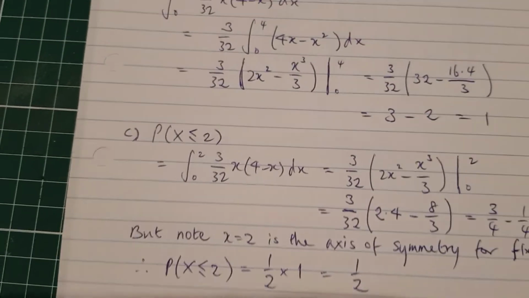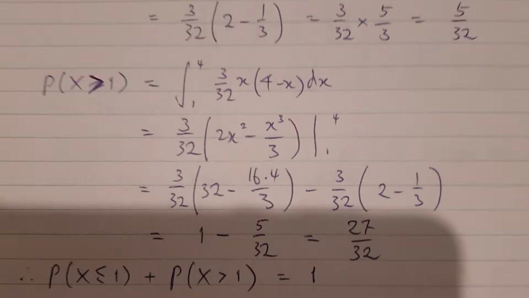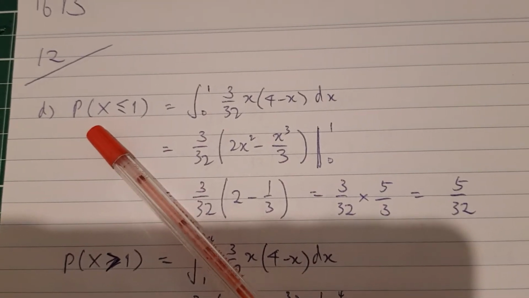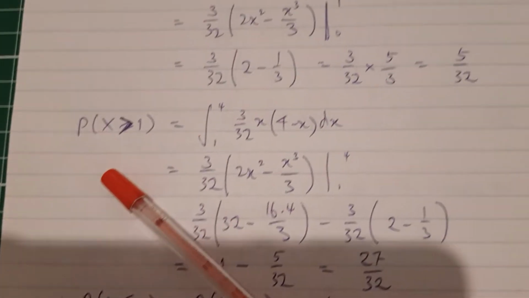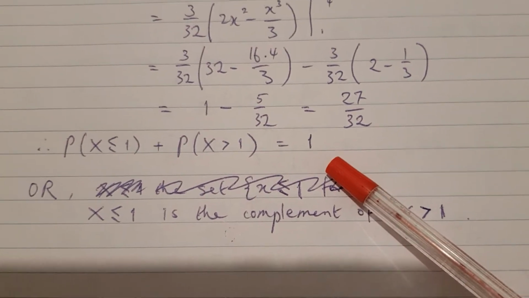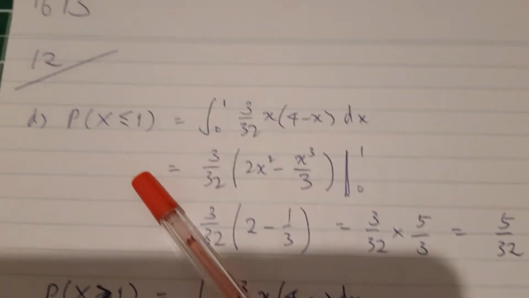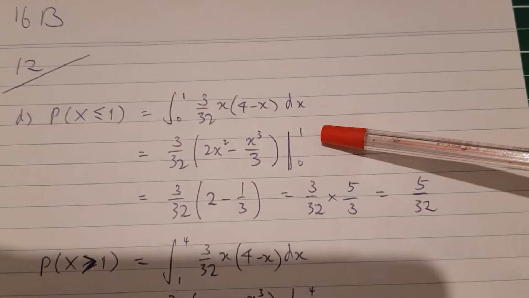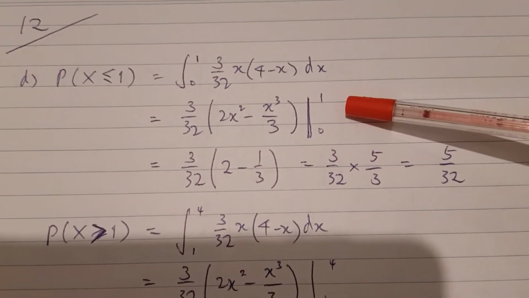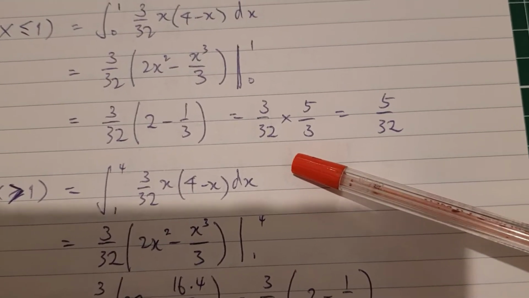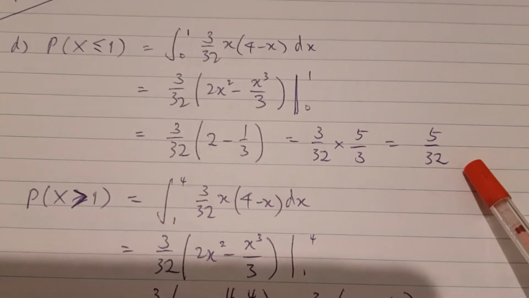Okay. All right, moving on to D, and remember you had to show that P of x less than 1 plus P of x greater than 1 should sum up to 1. Okay, so let's actually do the integration using the CDF idea. So that's that one, evaluated from 0 to 1. That's this, giving you 5 on 32. So the probability of x less than 1 is 5 on 32.